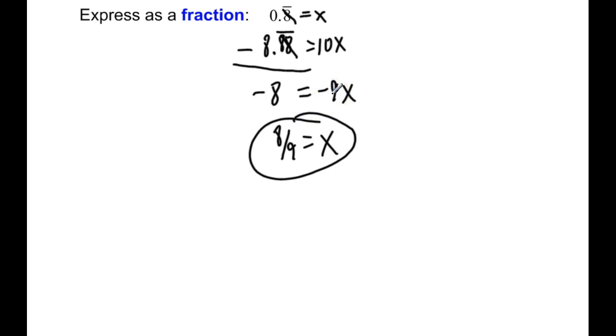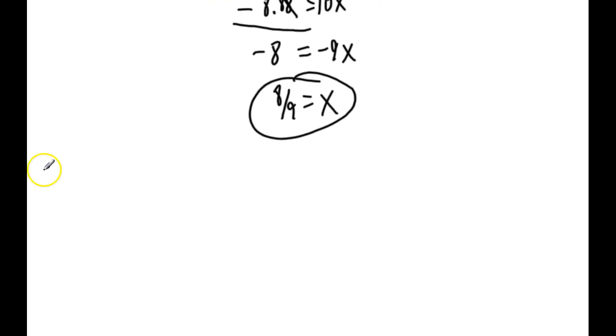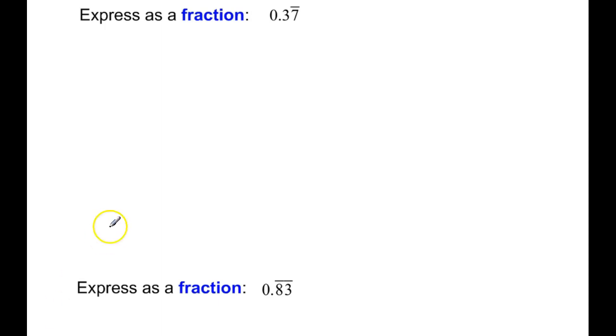Some of you might have known that, by the way. It's kind of a shortcut you learned in elementary school. 0.8 repeating is 8/9. 0.3 repeating is 3/9, or 1/3. What if you had 0.77 repeating? That would be 77/99. That's another way of solving that problem.